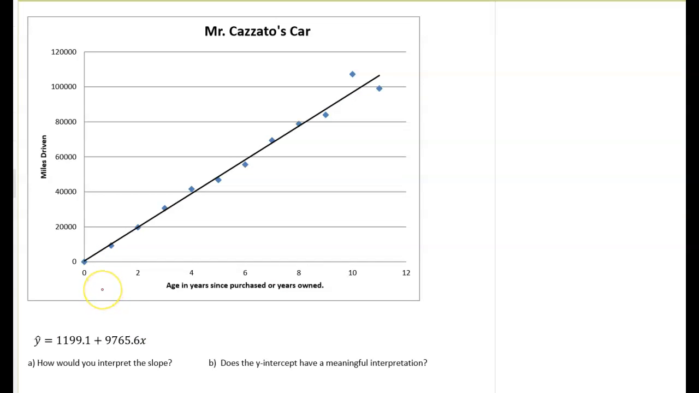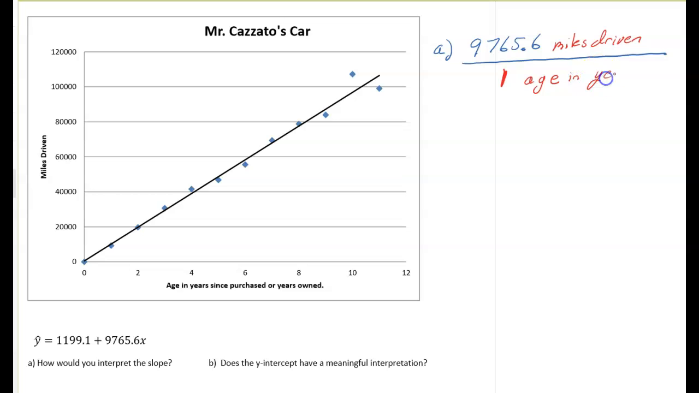We have my predicted number of miles I drove since I bought the car. On the horizontal, you can see the age since I purchased the car, and on the vertical, the miles driven. And we want to interpret the slope. So for part A, the slope is 9765.6. Again, I'm going to put that over 1, and I'm going to write miles driven for the numerator. And for the denominator, I'm going to write age in years.